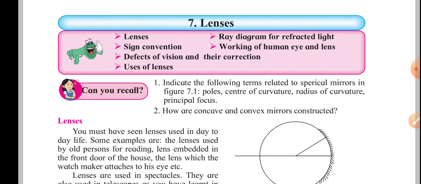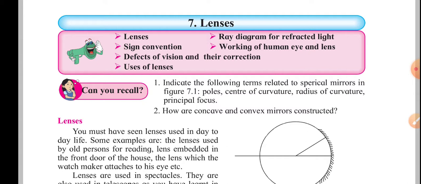Today we are going to see State Board, Class 10, Science 1, Chapter number 7, Lenses. In a previous chapter where we talked about the refraction of light, we had already covered the concept of the refraction of light: how the light bends towards the normal or away from the normal when there is a change in medium.